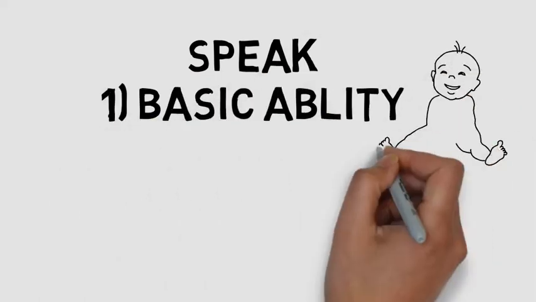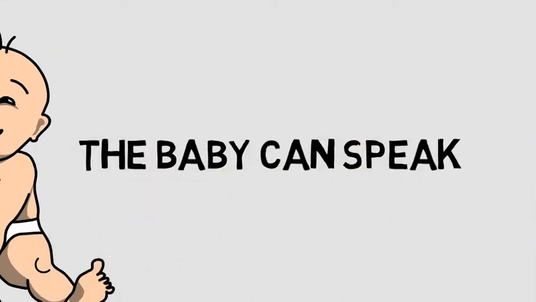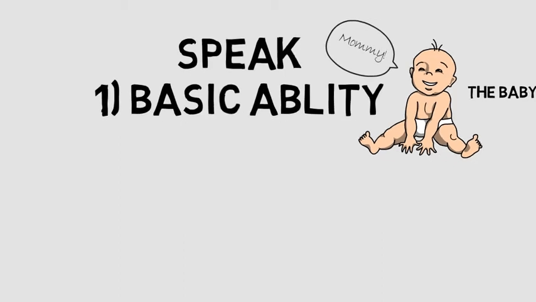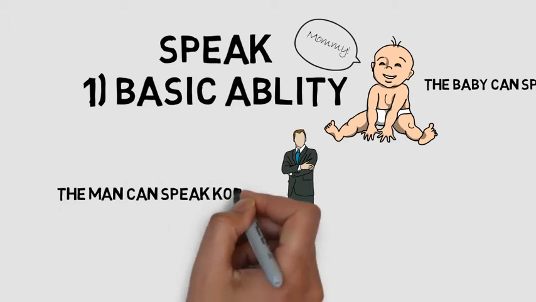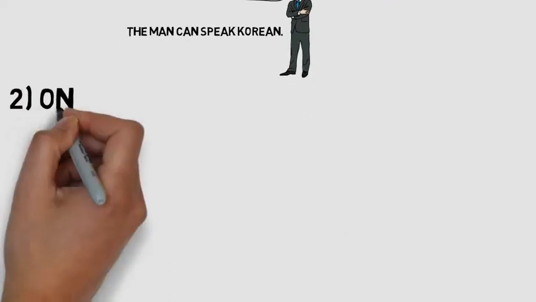Starting with speak. Speak is our basic ability, right? So when you think about a baby making noises with their mouth, we can say that baby can speak, as in a basic ability to do something. Think of another example. You learn another language, or someone learns a foreign language. Therefore, you use speak. The man can speak Korean. Or he can say, I can speak Korean.